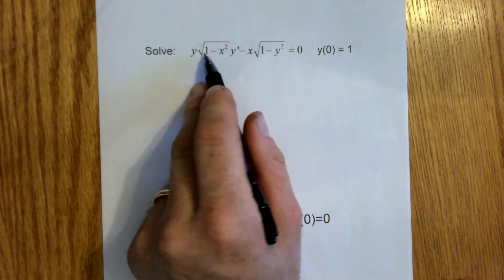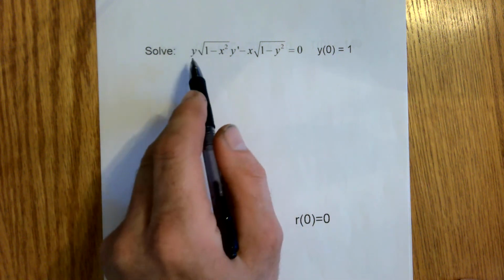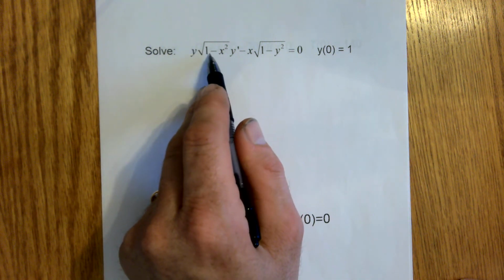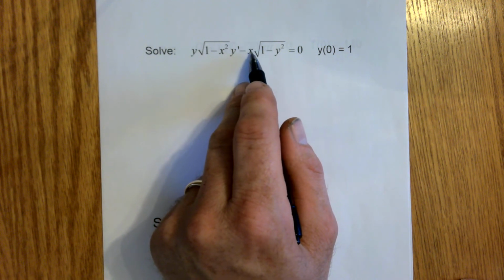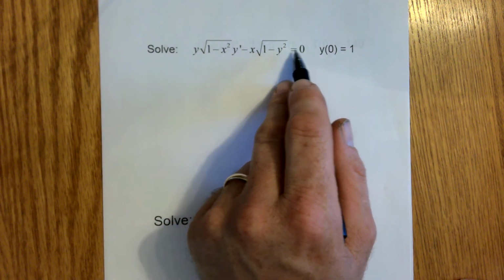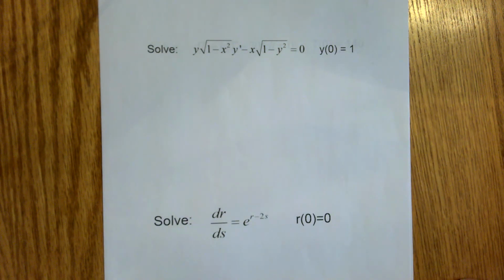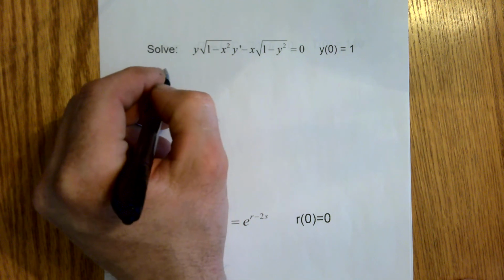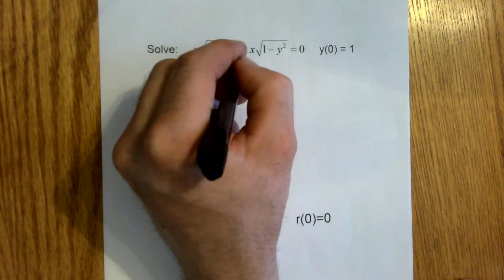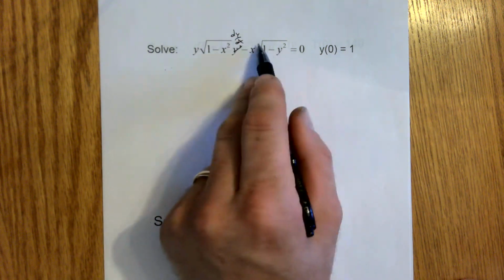So here we have something that looks a little more ugly. We have y times the square root of 1 minus x squared, y prime, minus x times the square root of 1 minus y squared equals 0. Y of 0 again equals 1. So what do we got? Well, we got to get this dy dx in there. And we're going to move this stuff over to the right.